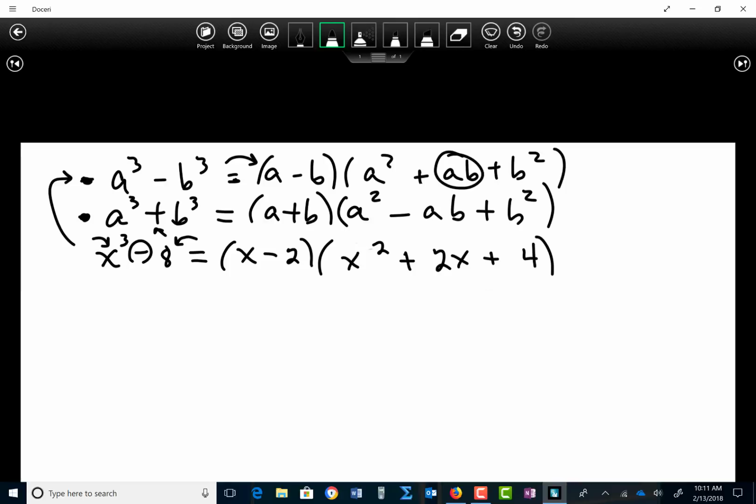And the signs would just change if it were addition. I would end up with x plus 2 times x squared minus 2x plus 4 on that one. So that's the general format that you would have.